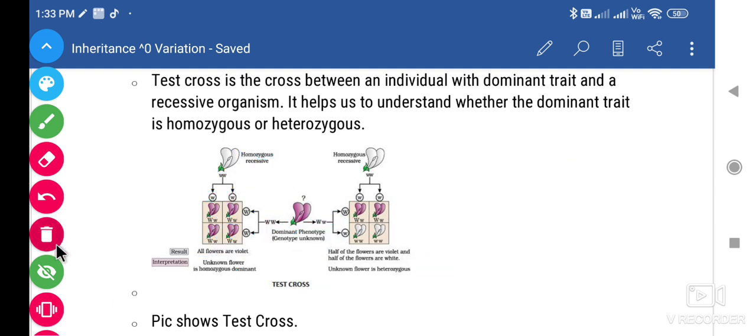So if you learn the concept, if all the traits are dominant in the F1 generation, you can tell the unknown genotype is homozygous dominant, so both are capital W, capital W. If the result is 50% violet and 50% white, you can tell this is the heterozygous condition, capital W and small w.